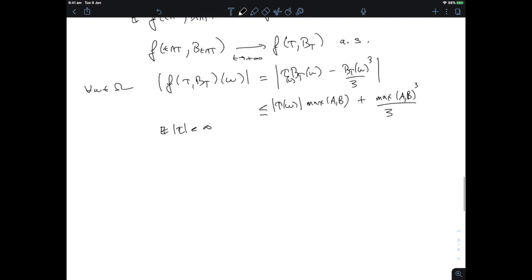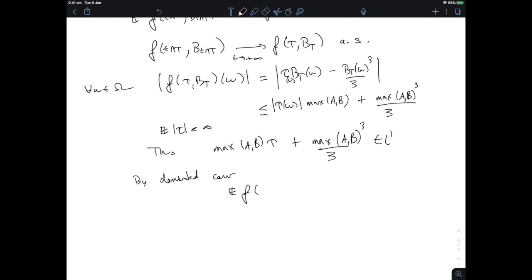So what have we got? We've got here an element of L1, so maximum of AB times tau plus maximum of AB cubed divided by 3 is in L1, and so by dominated convergence, the expectation of f tau b tau is the limit as t goes to infinity of the expectation of f t minimum tau comma bt minimum tau, right? And that was 0 for all t anyway. So the expectation of f tau b tau has to be 0.